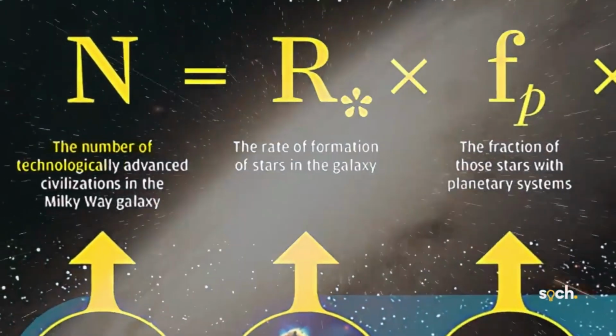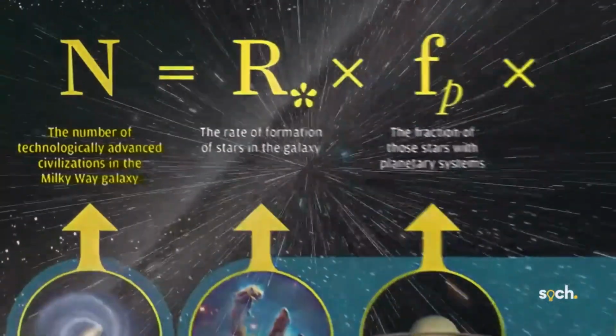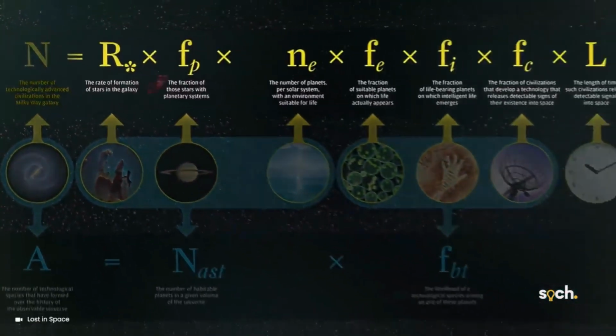The next variable we have is Ne, which represents the number of planets that can support life or potentially have life. This hinges on components like temperature, atmosphere, soil, liquid water, etc. Next up we have Fl, the fraction of suitable planets where life indeed takes root. This factor considers the conditions necessary for life to emerge.